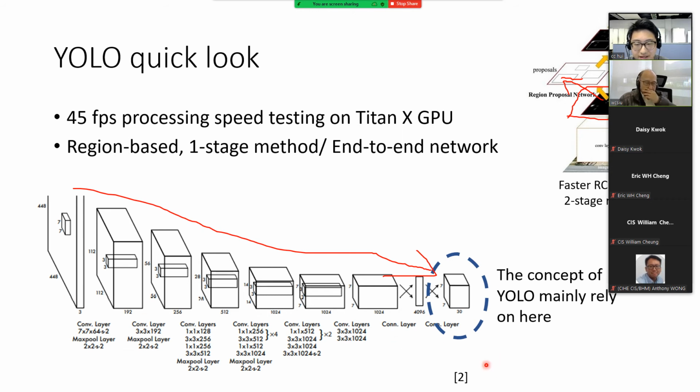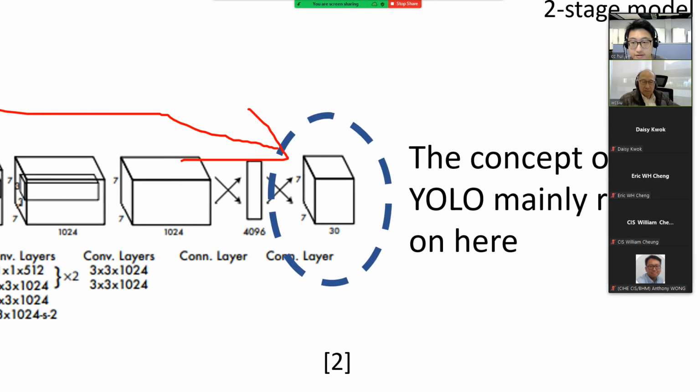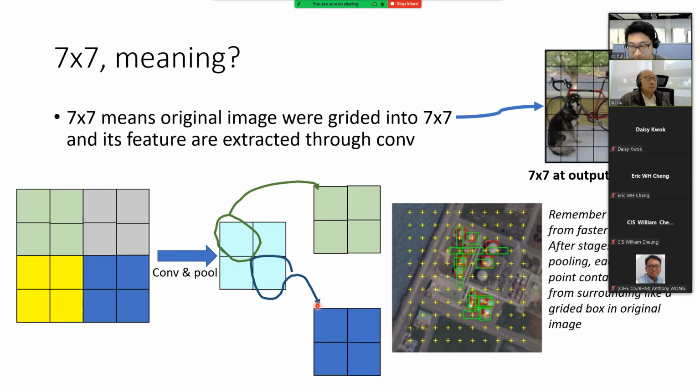But let's look at how YOLO works with just one stage. The main idea is at the output. I don't know if you can see the numbers, but it's actually 7 times 7 times 30. The concept of YOLO mainly relies on this output size. So 7 by 7, what does it mean? As we talked about in Fast R-CNN, I showed you this image. You can see the extracted, downsized feature map. If we project it back to the original image, it will look like a grid image.